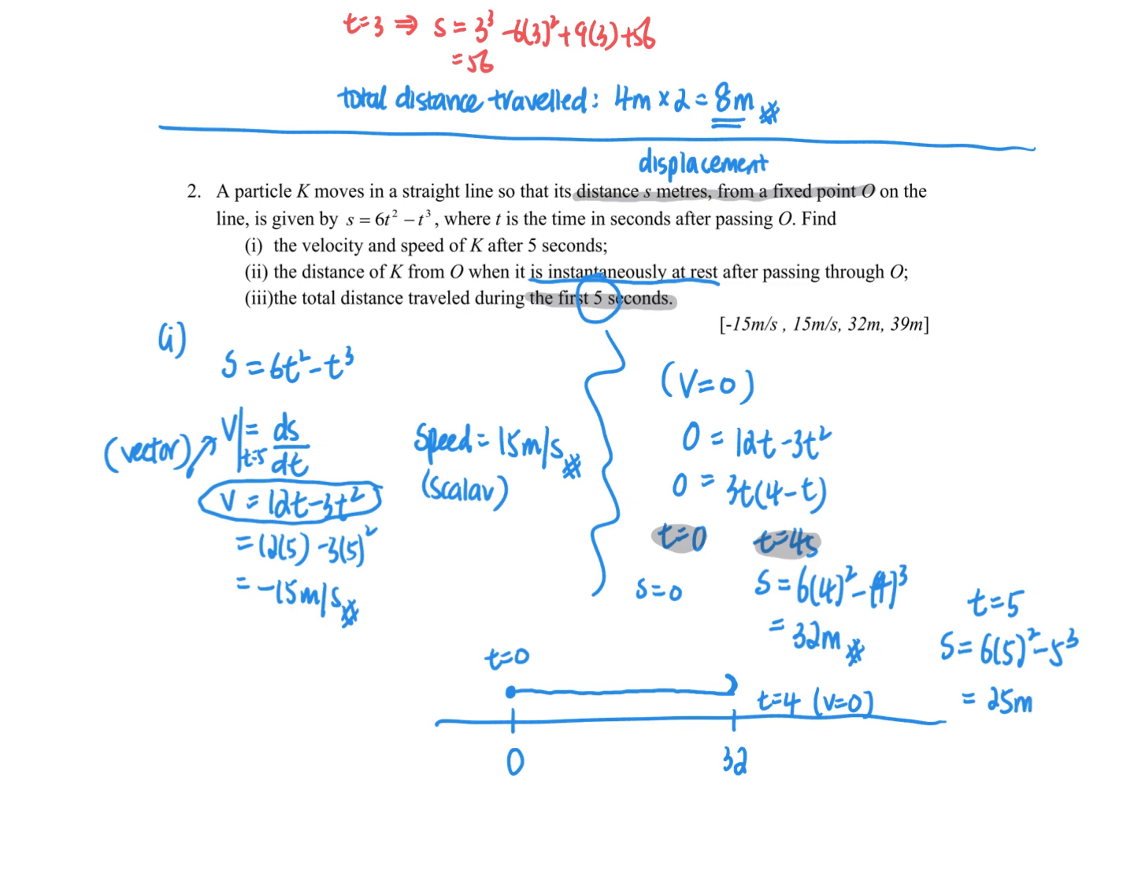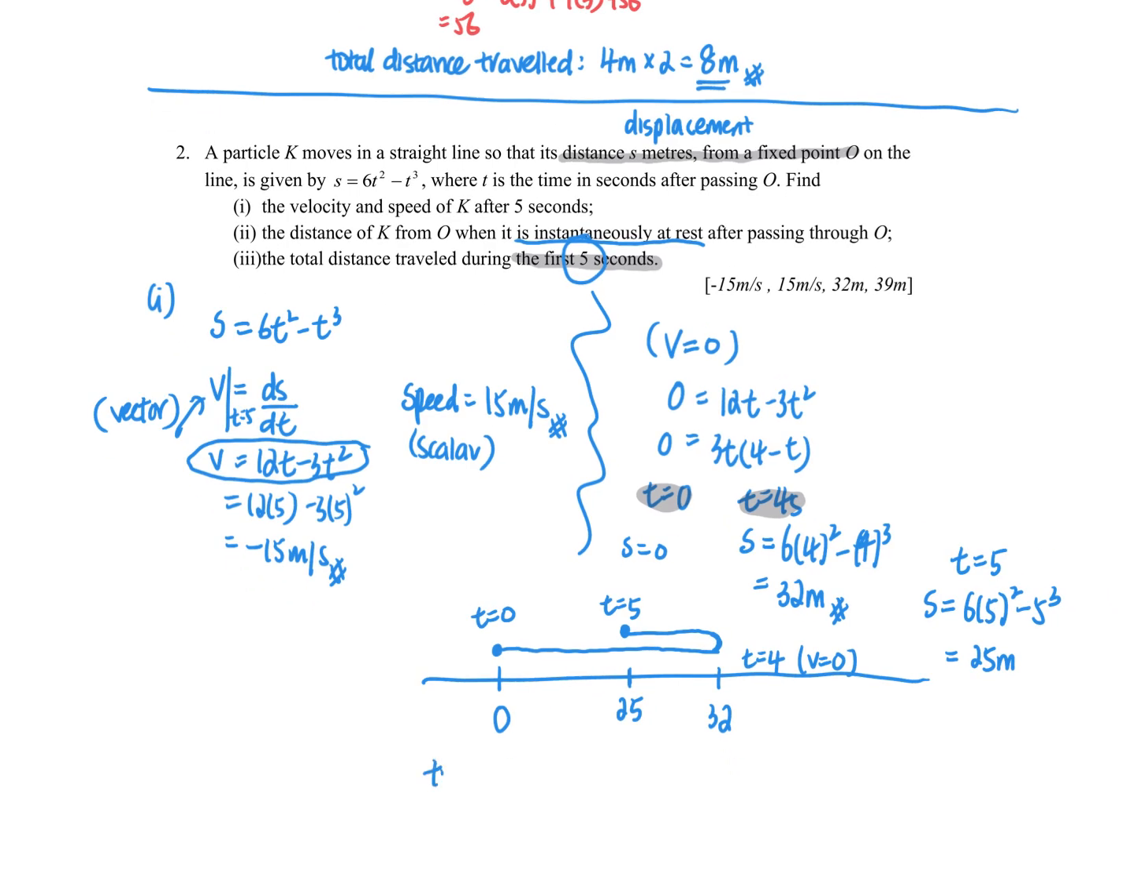Okay, so that means your particle turns and then stops where it is 25 meters away from O, not moving. 25 meters. So this is where your particle stops at t equals 5. So now they ask, what is the total distance traveled by that particle?